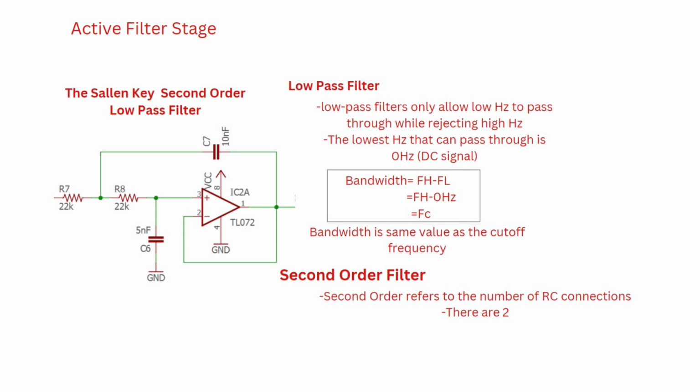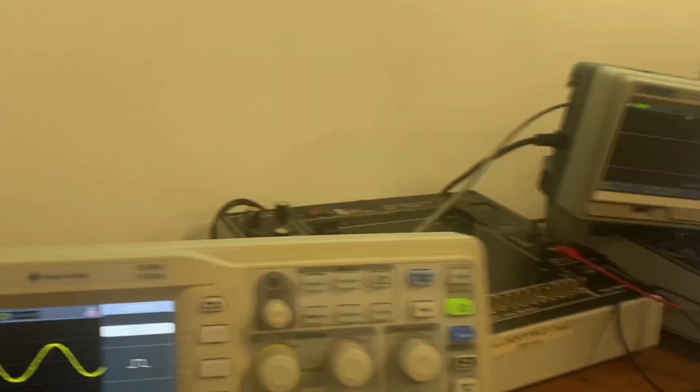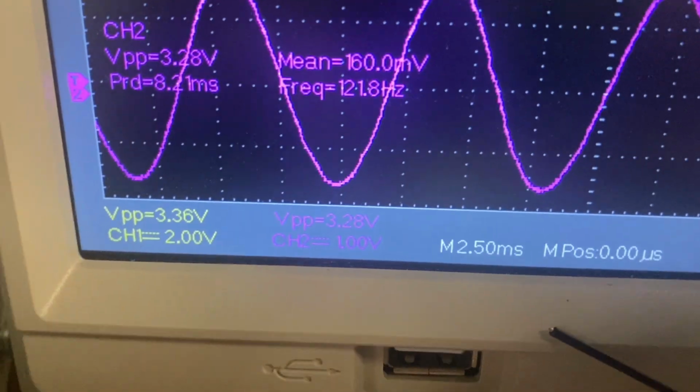So a low pass filter refers to a filter that only allows low hertz to pass through while rejecting the high frequencies. The lowest hertz that can pass through is 0 hertz, the DC signal. So for bandwidth, FH minus FL equals FH minus 0 hertz, so the bandwidth is just FC, which is the frequency cutoff. And the second order in the Sallen-Key second order refers to there being 2 RC connections. This is at 20 hertz at 3.36 volts. Gain is 1.